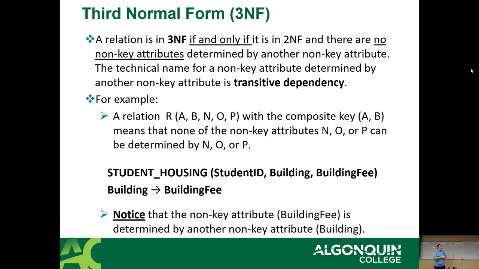Therefore, to get the building fee from student, we have to transit through the building. So we've got to go, this depends on this, which depends on that. The second you say, this depends on this, which depends on that, it's a transitive dependency. We have to get rid of those to be in third normal form. Trust me, it'll make more sense when you see the example.